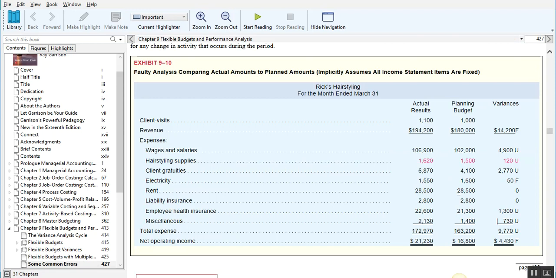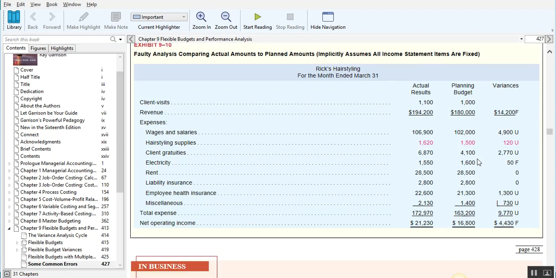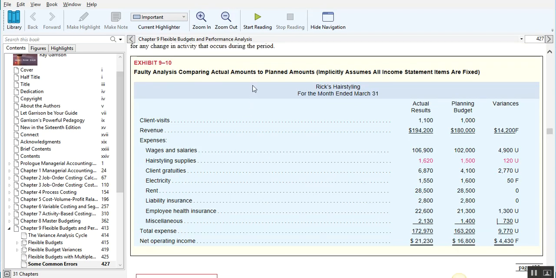This faulty analysis here really is the conclusion of the chapter, and if you notice, you can calculate these variances and incorrectly identify what you're looking at. I mean, the math is correct here, but this is too simplified. You compare the actual amounts to planned amounts, and you're assuming that all income statement items are fixed. They're not, and so you need to account for that.